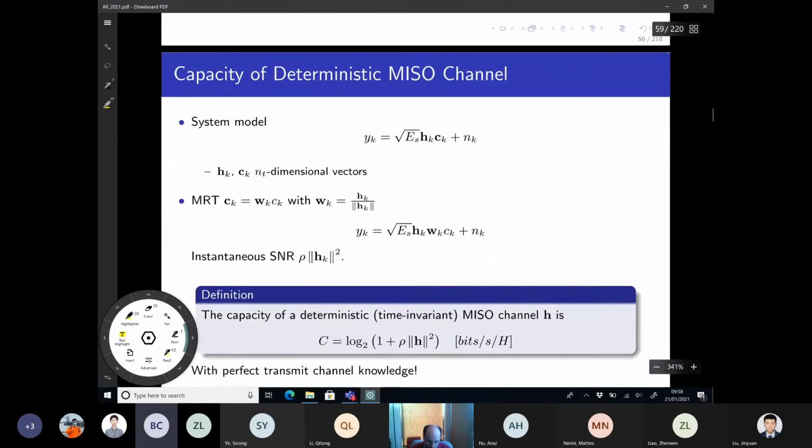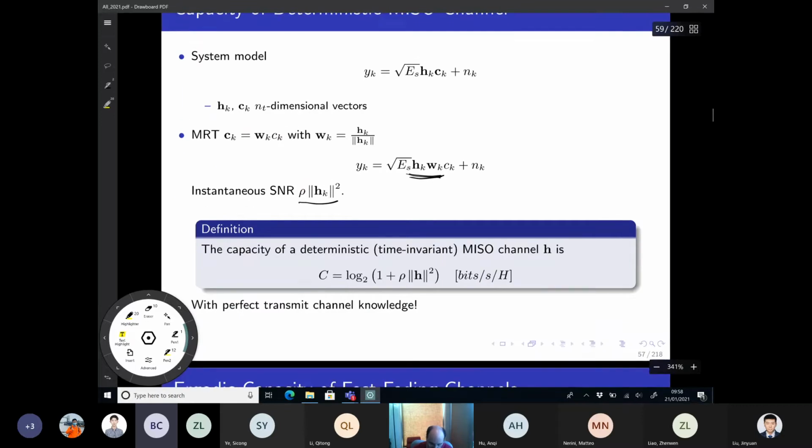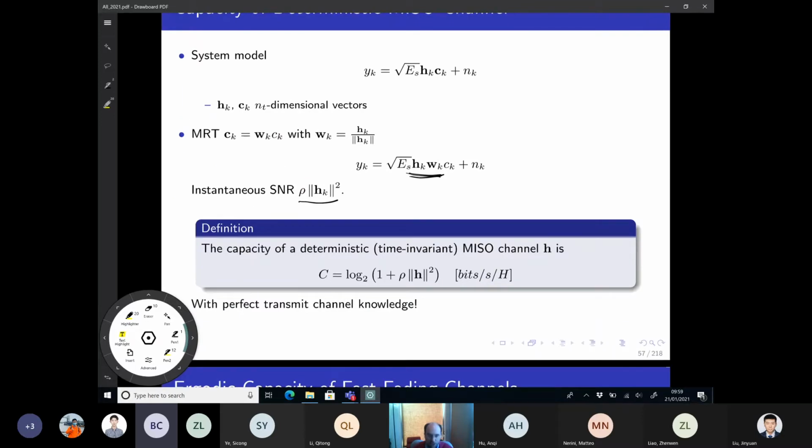Right. So if you have a MISO channel, same thing. What you can do is a maximum ratio transmission, and so you're going to end up with an effective SISO channel that has an instantaneous SNR given by this again. And your capacity of that deterministic channel for a given channel H, assuming you can encode over very long block codes and your channel is really constant over that infinite duration, you end up with a capacity that is given by this, right? So in this case, keep in mind you need to know the channel at the transmitter in order to do this beamforming. Okay.